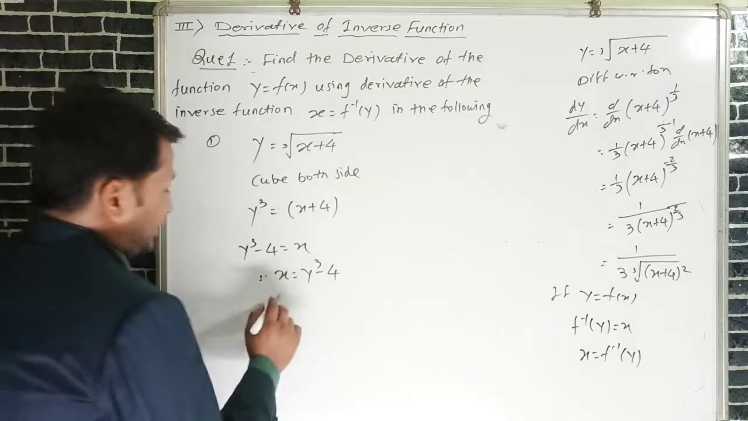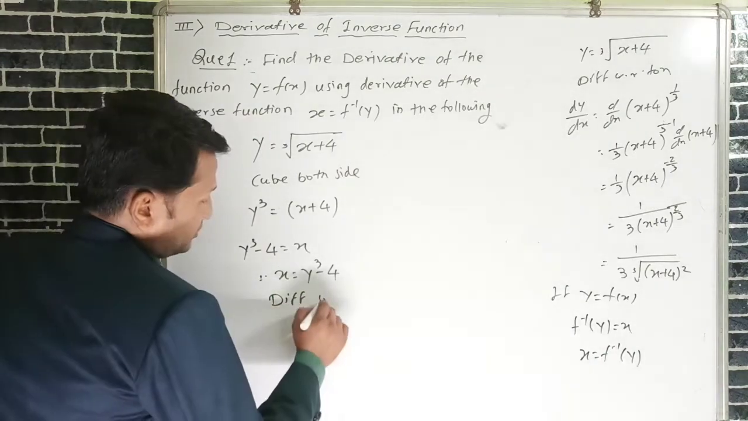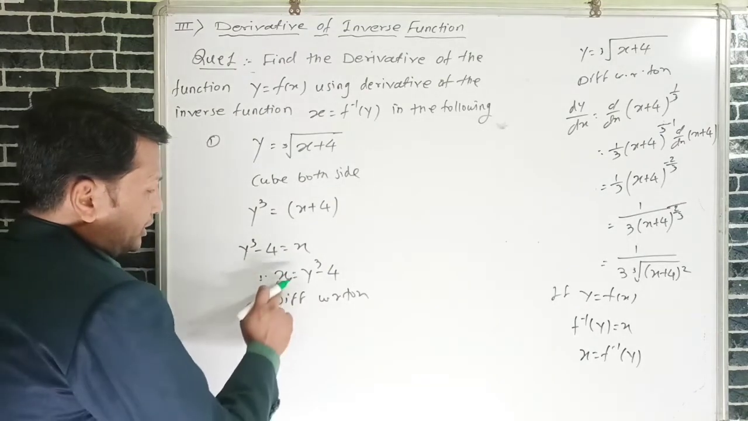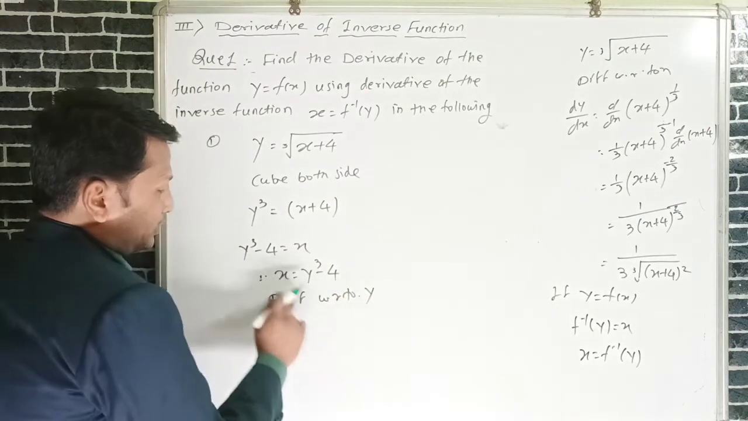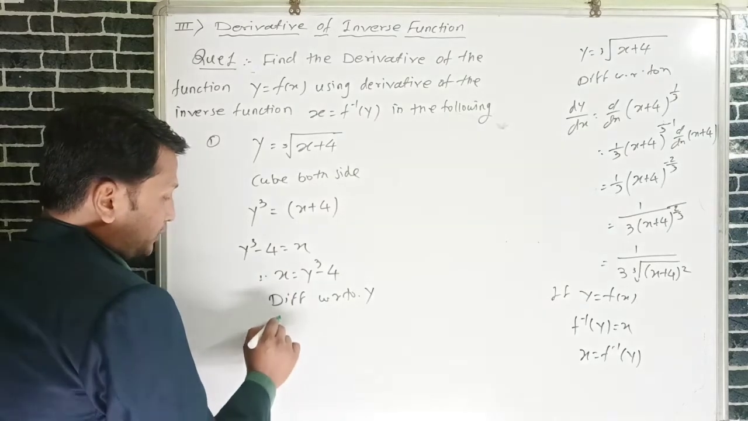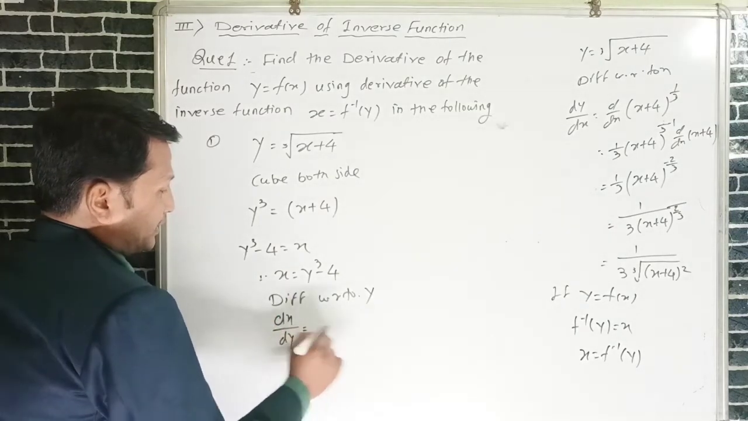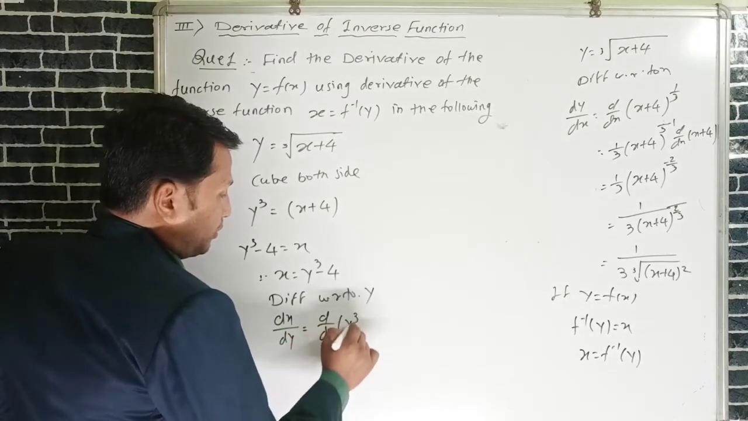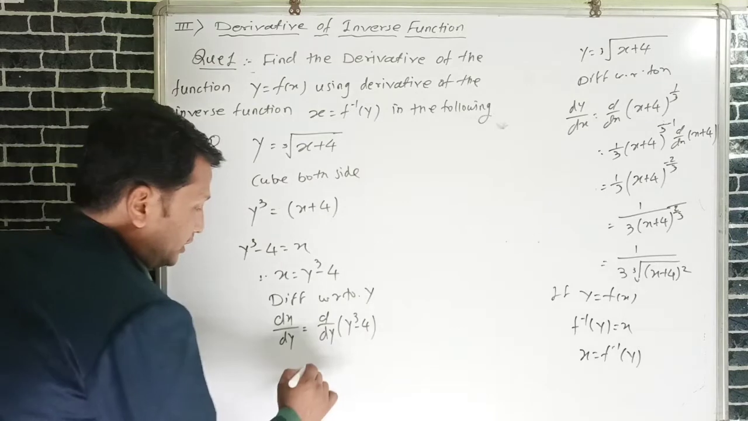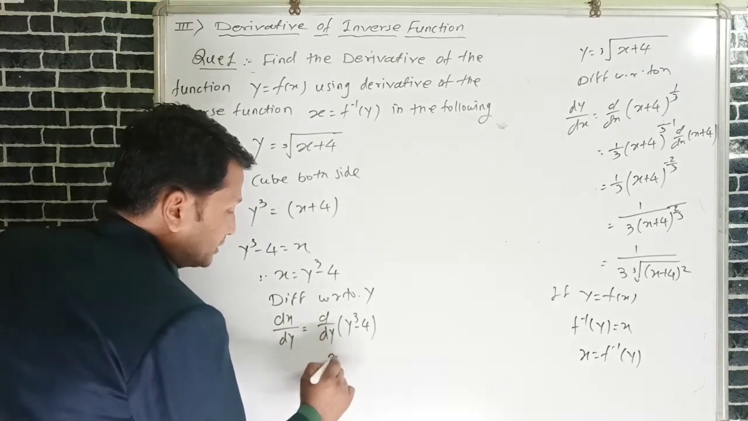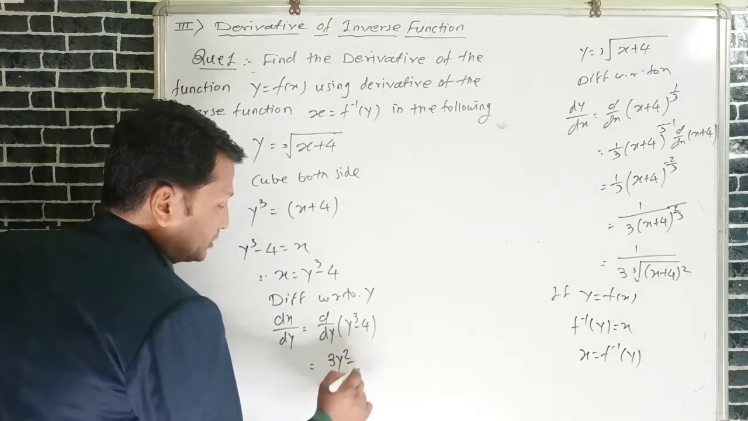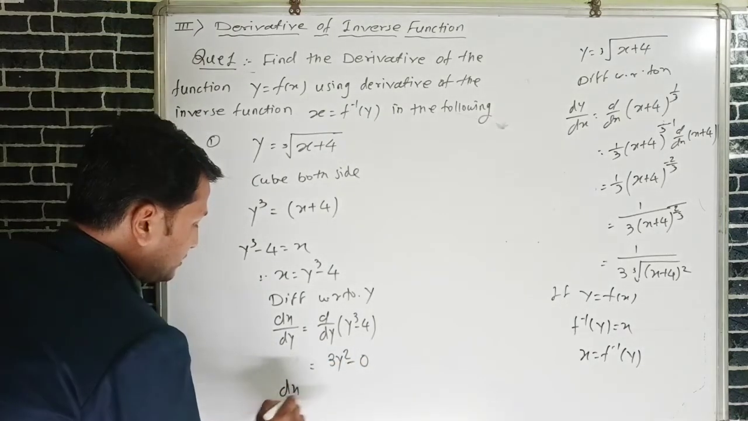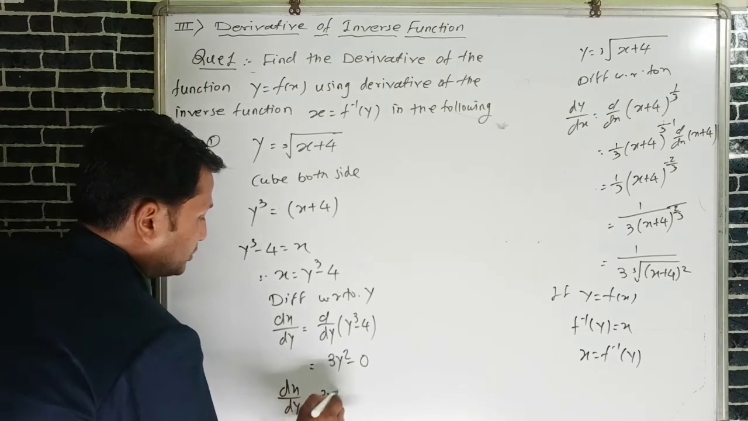If we differentiate the given function with respect to y, then we can write the derivative of x with respect to y, dx upon dy, is equal to the derivative with respect to y of y cube minus 4. The derivative of y cube is 3y square, minus the derivative of 4, which is 0. Hence, dx upon dy is equal to 3y square.